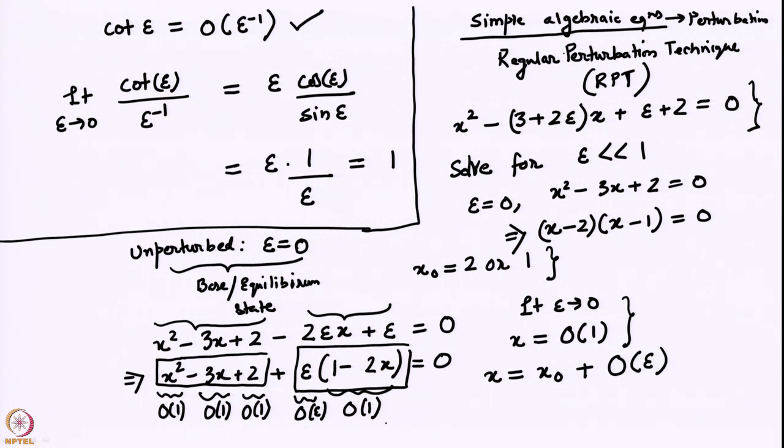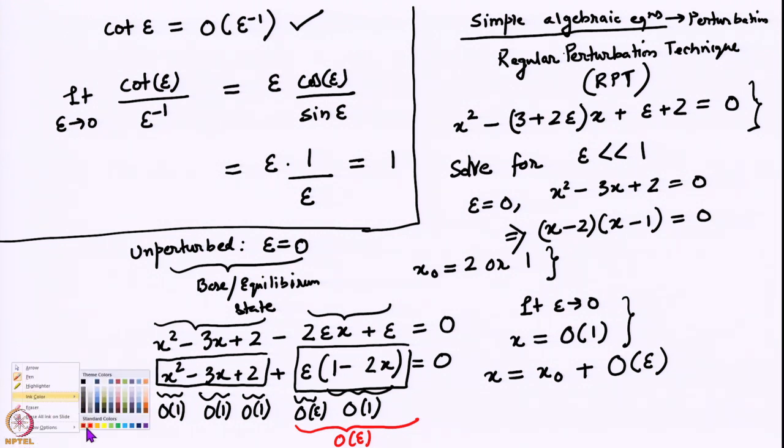So let me write it in color. This we think is order epsilon. So how are we going to write these expressions of order epsilon? We will write it like this. We will say x is equal to x0, which is my unperturbed root, plus a correction which is an order epsilon term in the limit of epsilon going to 0. So I will write that correction itself as an infinite series, and I will write it as a power series in epsilon.